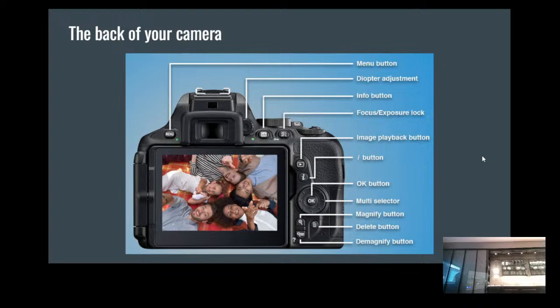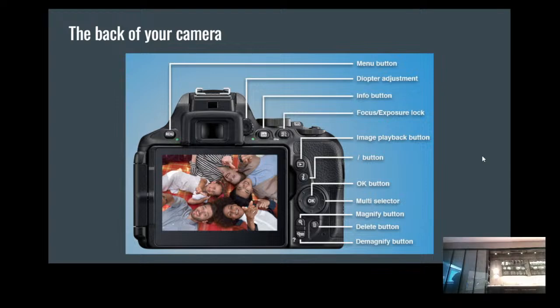Info button. Now, Canon and Nikon were big on the info button because it kind of gave a little cheat sheet to find stuff on your camera. It also would give you information about certain parts of the camera. Most cameras don't have that anymore, and I don't really know why, but info is still used a lot, I should say.